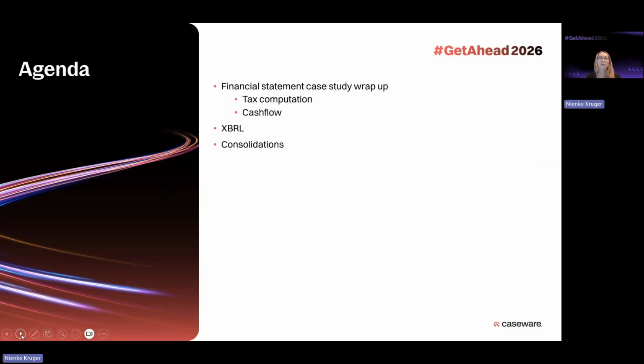So the agenda for today is we're going to have the case study wrap up. We're going to start with the tax computation. I'm going to take you just through it. It's a very quick exercise, but it's something that we have quite a few support calls on, so we thought it would be beneficial for you to go through that. Then Angie's going to take you through the last bit of the cash flow worksheet and the cash flow statement. Then I'm going to take you through the iXBRL, and then we're going to go into consolidations.